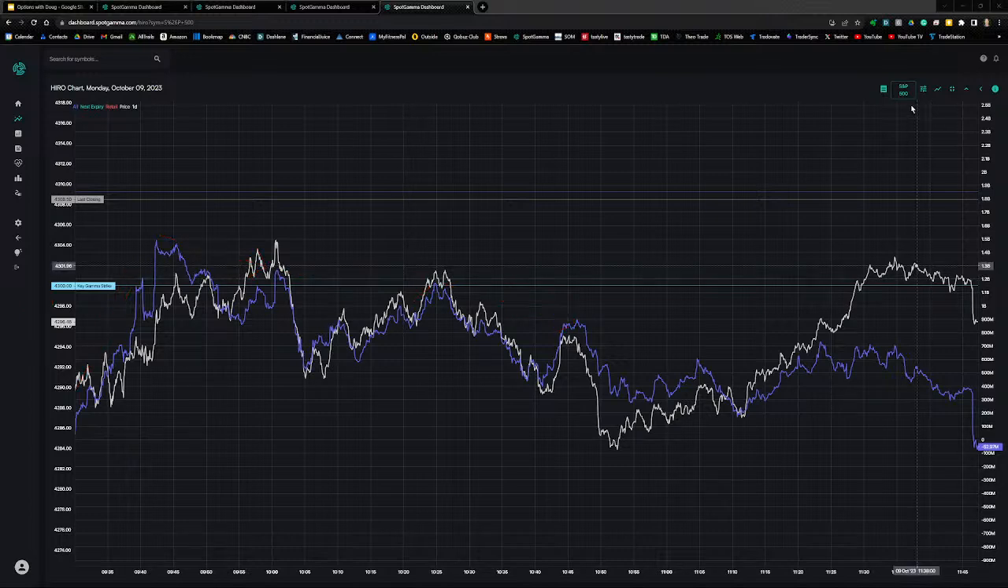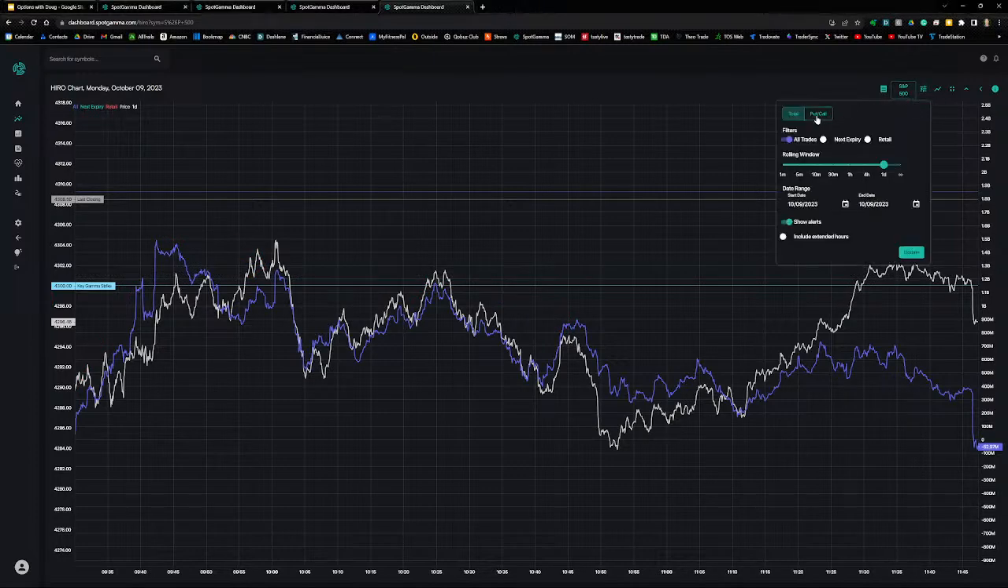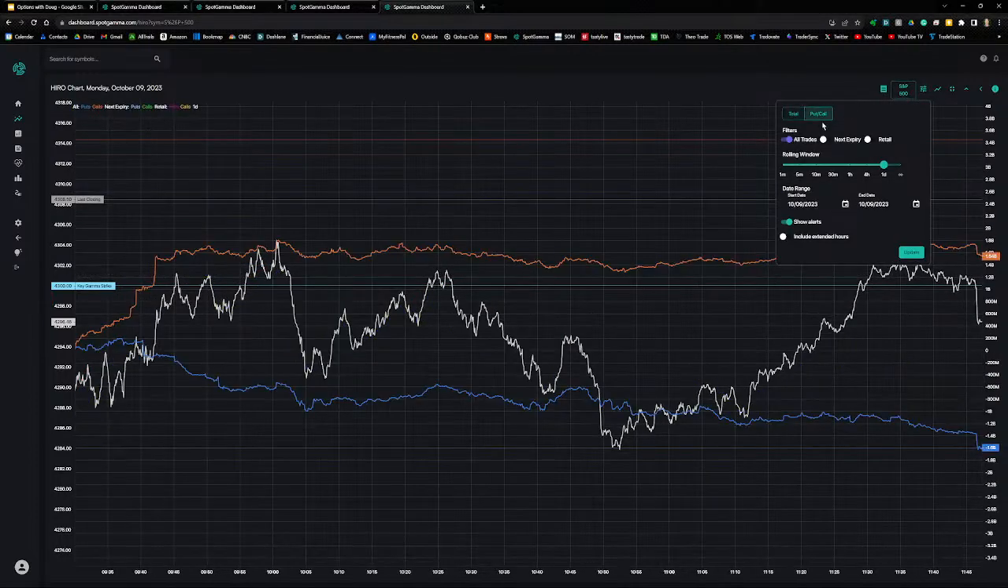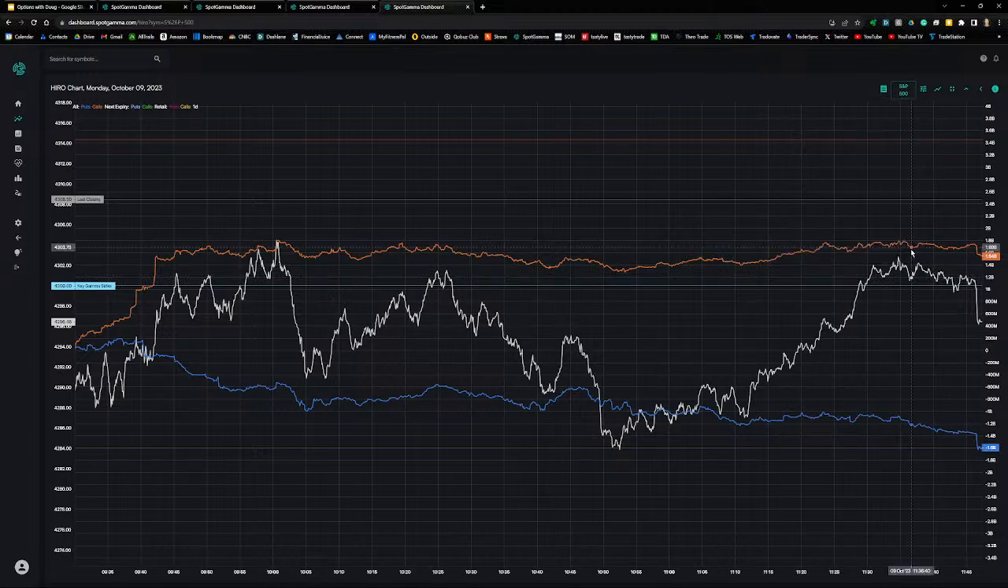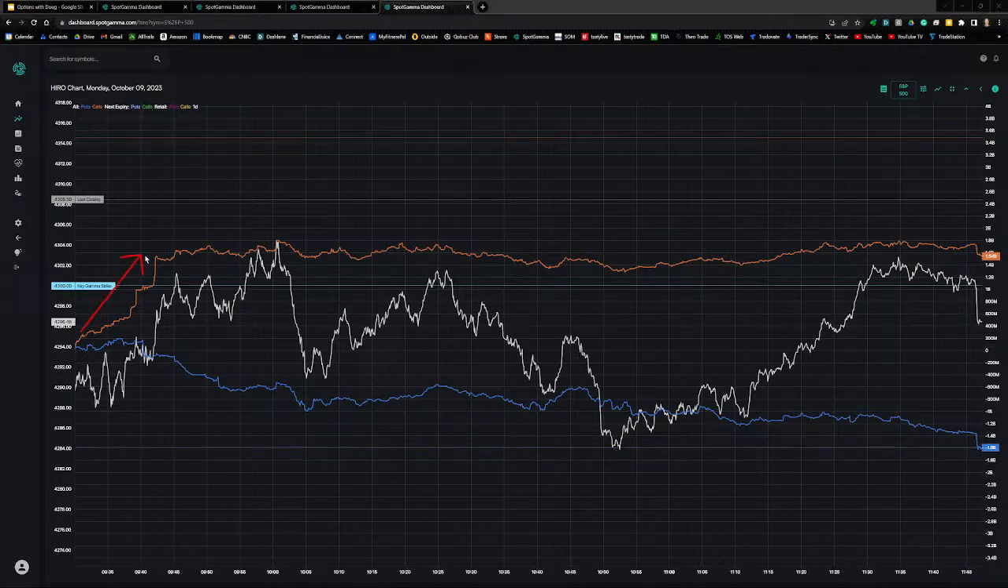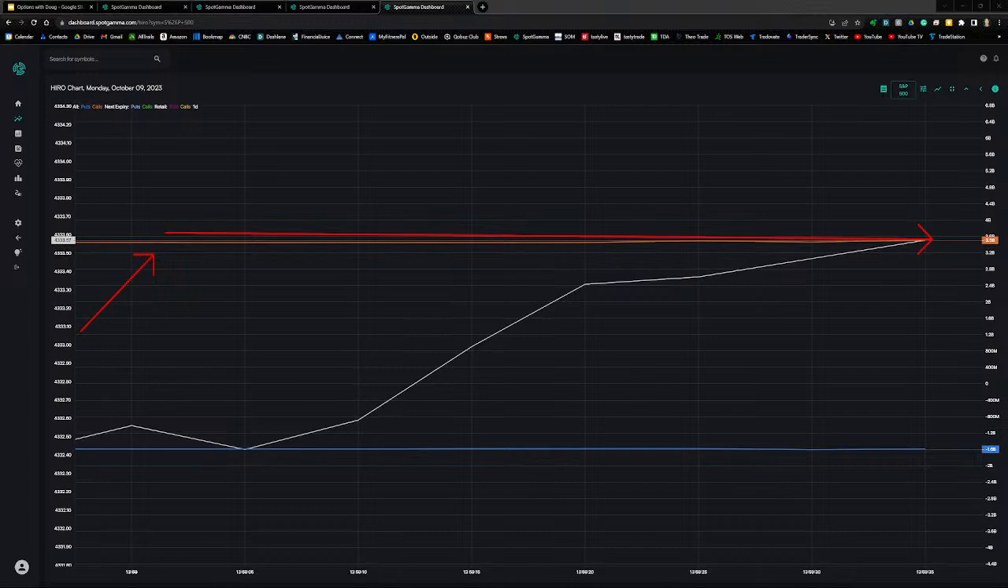Let's just separate out puts and calls. So what this is showing is calls with the orange line. So this rising orange line indicates traders were aggressively buying calls at the cash open. And note they immediately took their foot off the gas when the S&P 500 hit that 4,300 level.